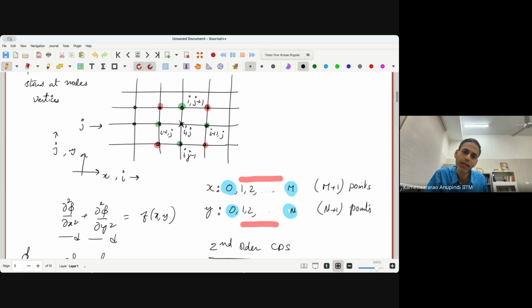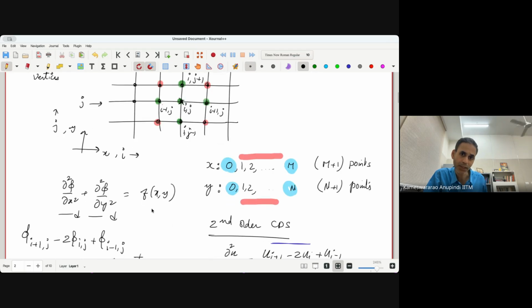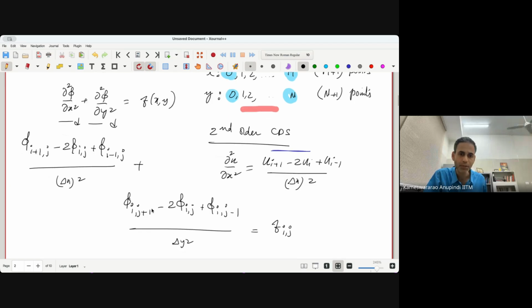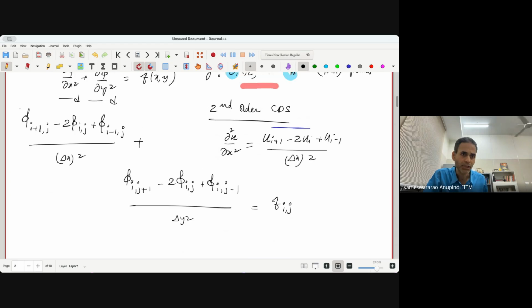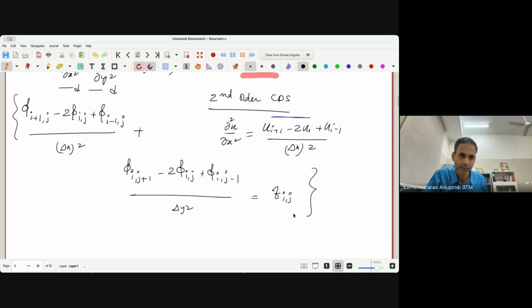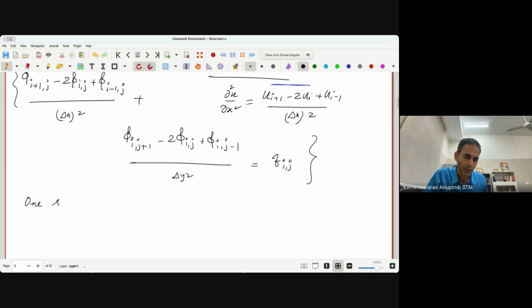So with respect to ij, I have expressed the second central difference scheme in terms of i plus 1j, i minus 1j, and ij. And then for the second y derivative, we have expressed it in terms of ij plus 1, ij minus 1. So you see that only the green points enter the formulation, the red points do not enter the formulation. So this is my discrete equation. I can write one such equation for each grid point.